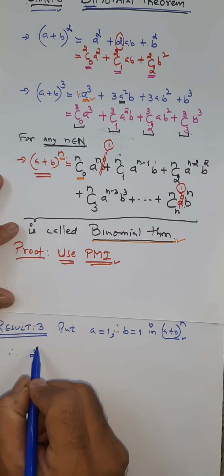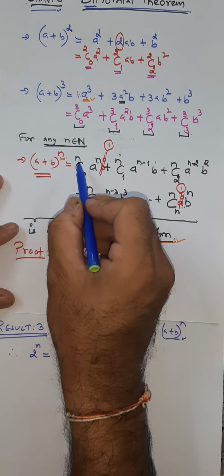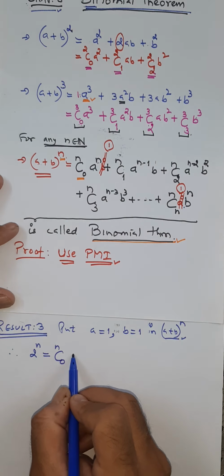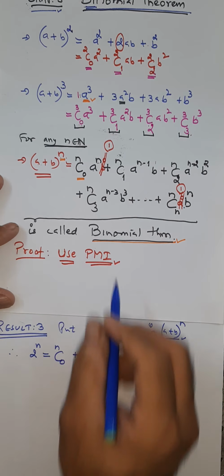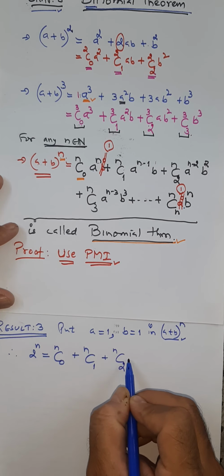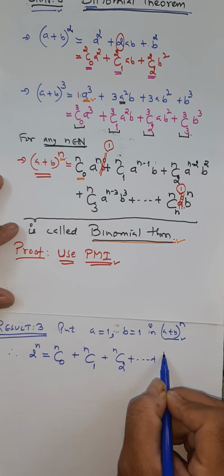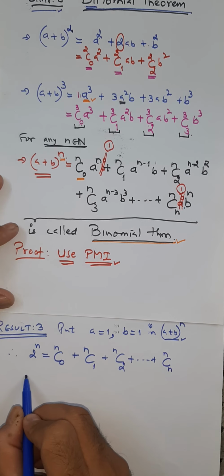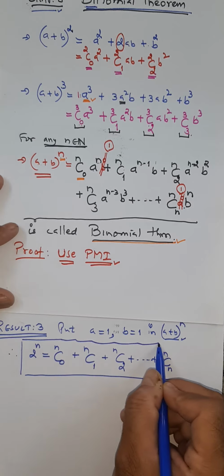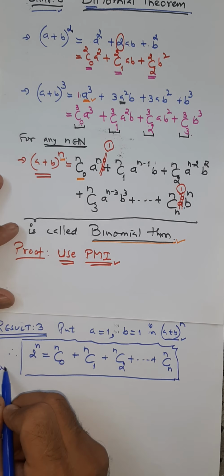So 2 raised to n equals to, here you have nc0, this is 1, nc1, both are 1, plus nc2, and so on, finally ncn. Right? So this summation is always 2 raised to n. Very important expression, remember.